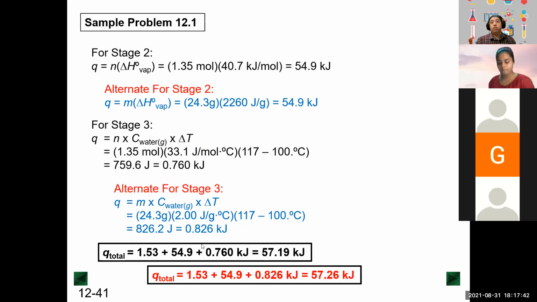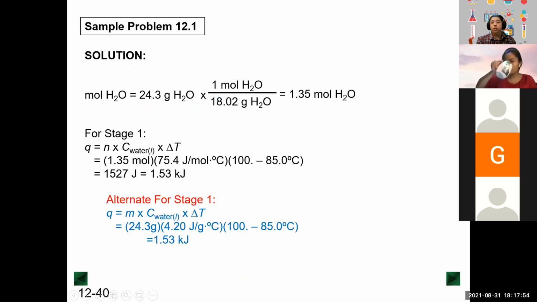And yes, the bottom one looks easier because we're dealing with just mass. Now, if you're not given the mass at all and you're only given the moles, then you would need to convert the moles into mass and makes this bottom step a little bit harder. This slide or the slide before that? Okay. Give me a few more seconds with it.